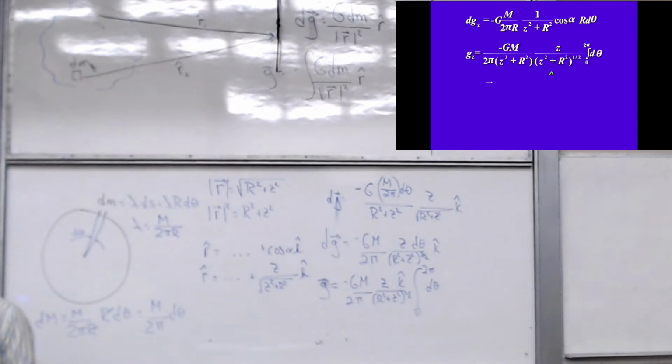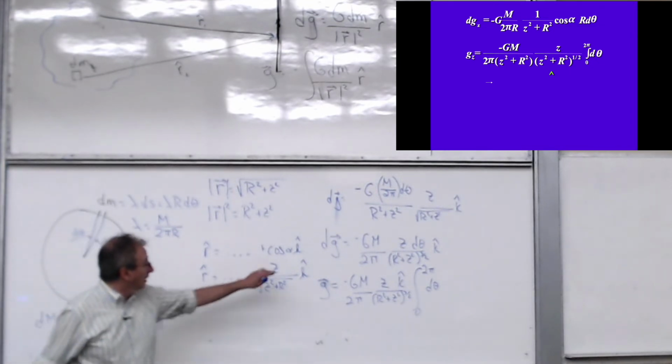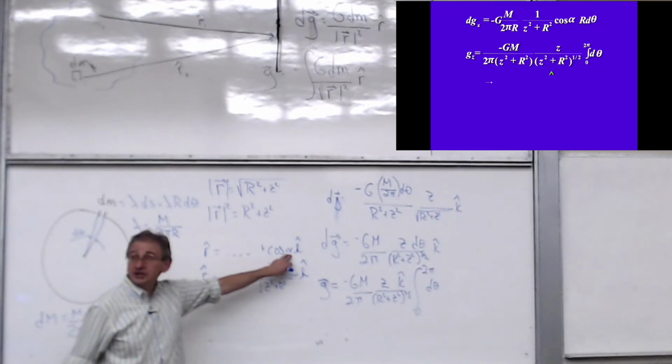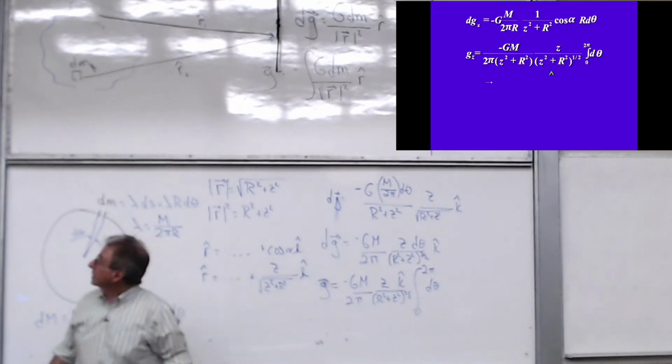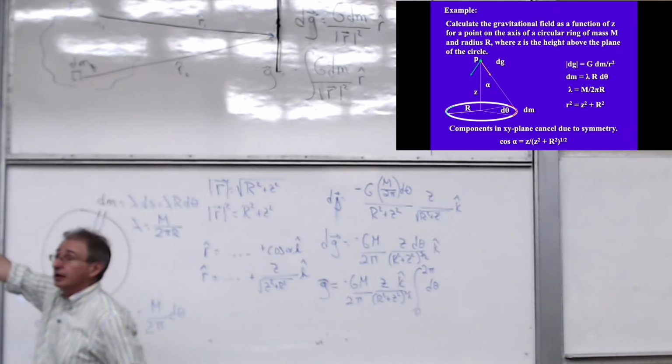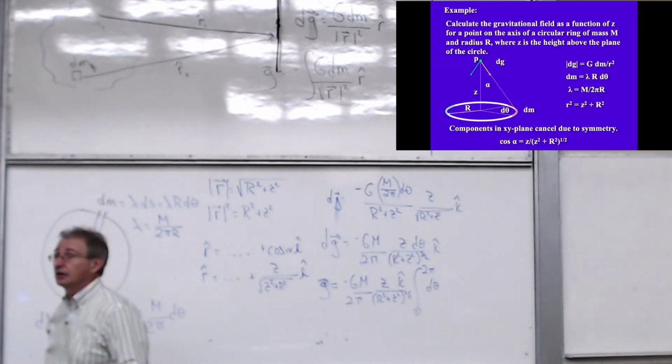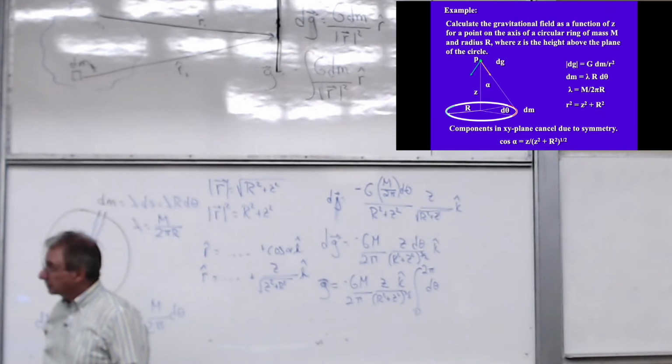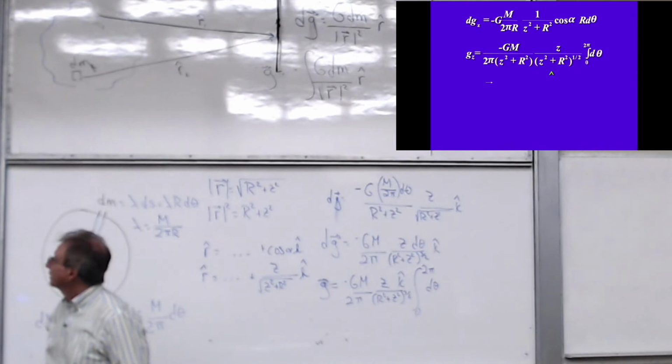What's the alpha? Or the cosine alpha? What's the alpha? This one? Yeah. It's the angle, let me go back a couple. See the angle up there in the drawing? It's that angle. Yeah, it's the angle that the vector r makes with the z-axis.